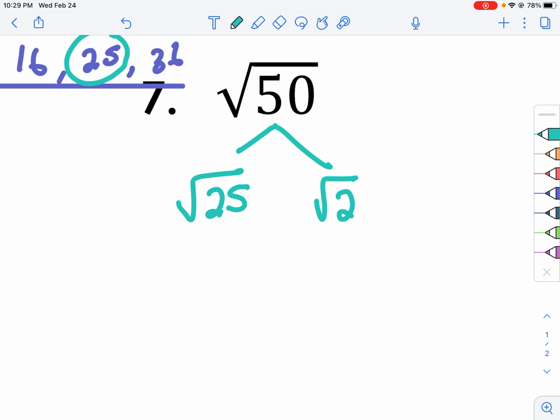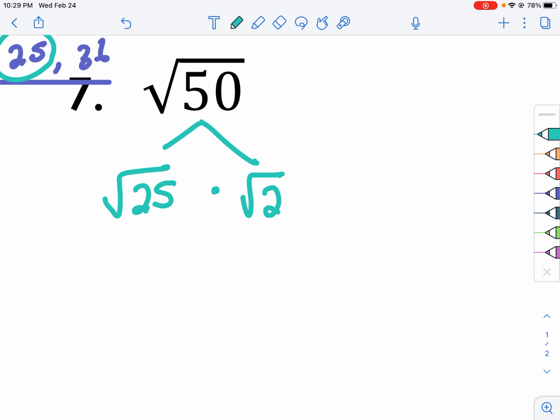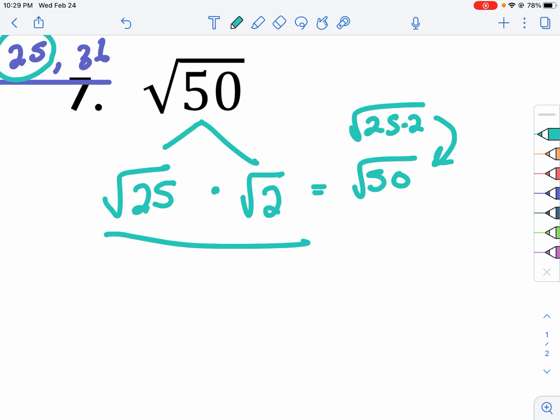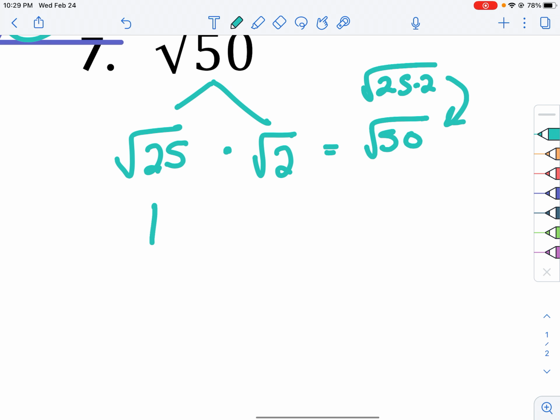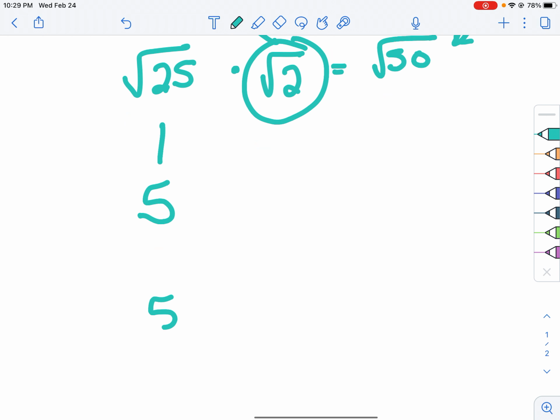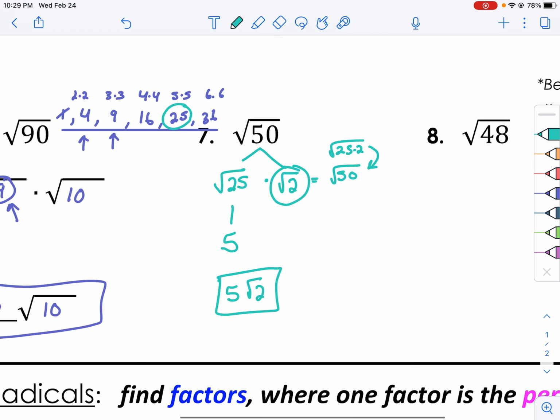And I'm always putting these in square roots because if you do square root of 25 times square root of 2, you get the square root of 50. It would just be the square root of 25 times 2, which gives us the square root of 50, which is why we're allowed to split them up like this. That square root of 25 is just going to become 5. We can't pull out another perfect square here, so we just get 5 square root of 2.